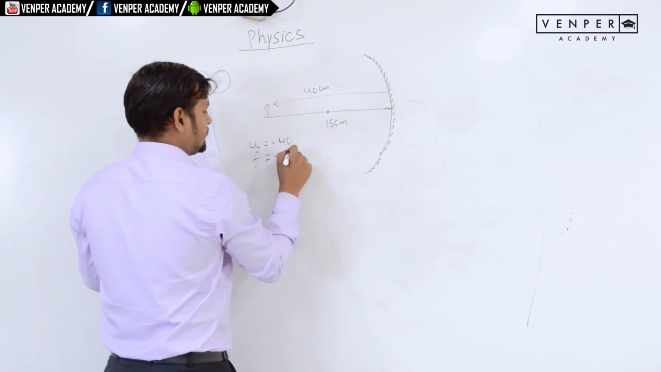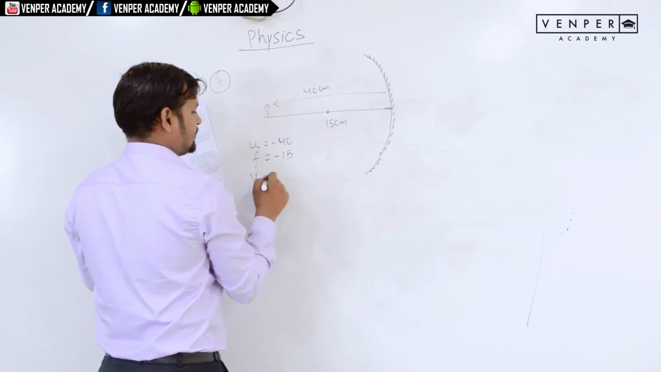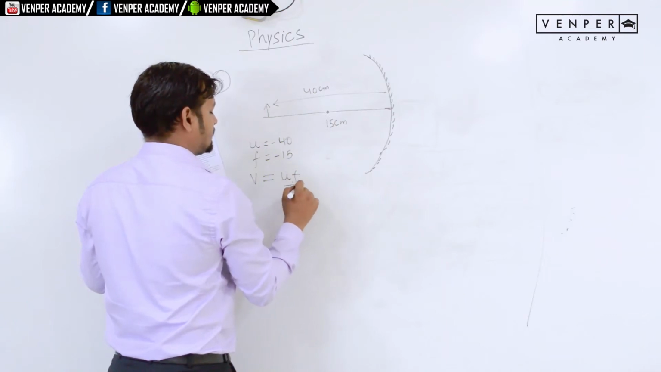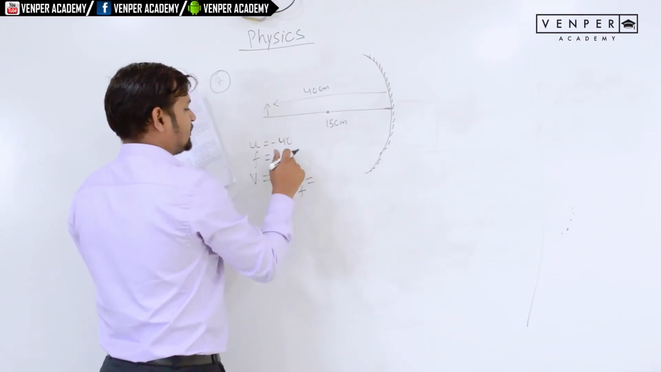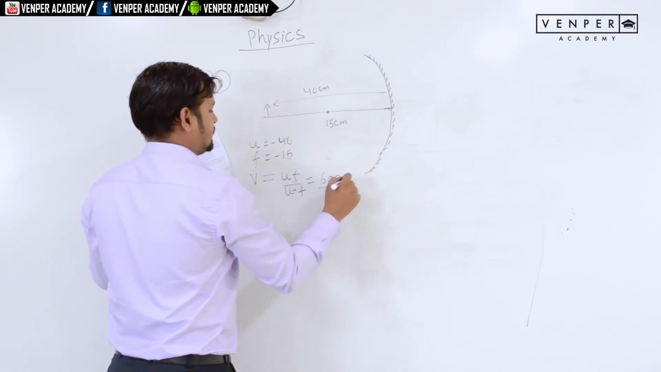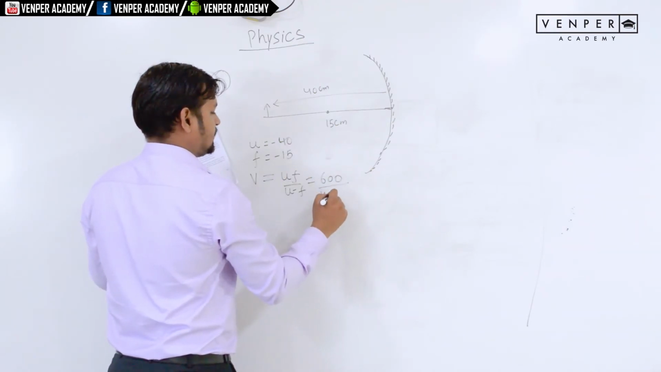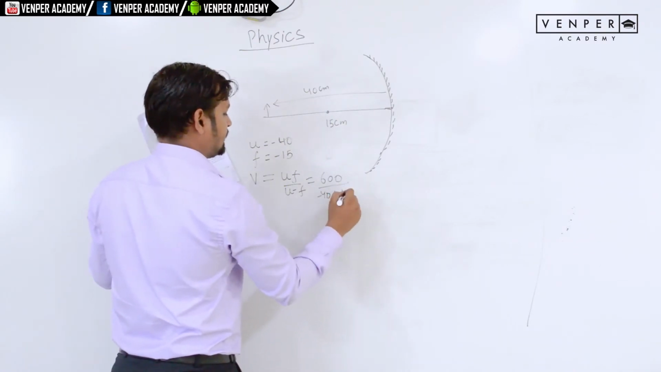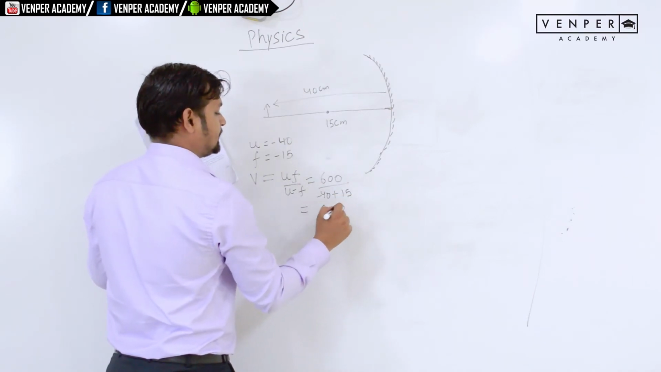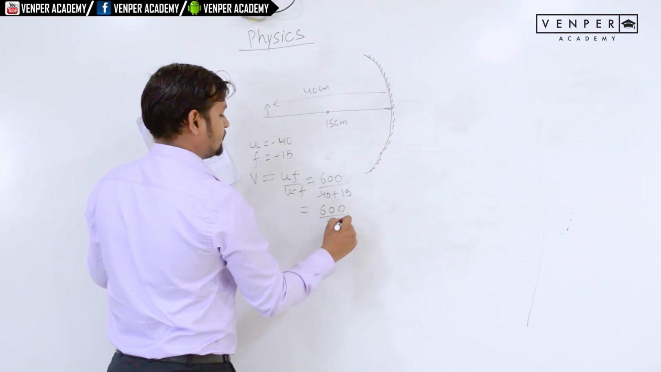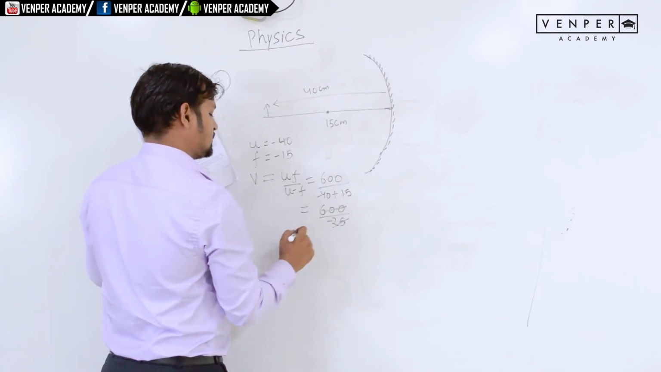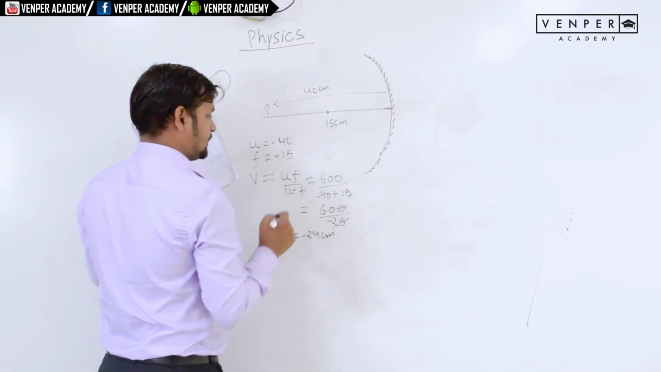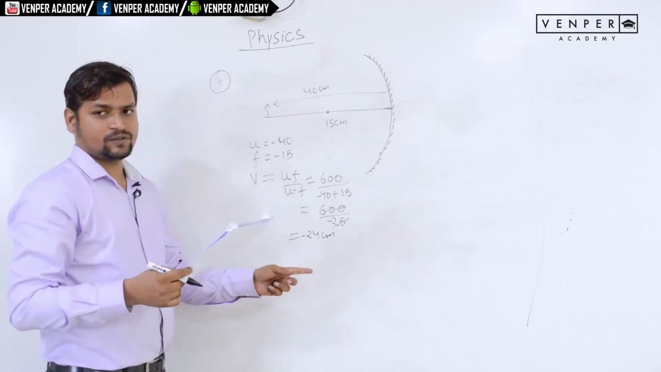F is minus 15. So V, using that mirror formula, V is equal to UF upon U minus F. So you will get 15 into 40, this 600, upon U minus F, means minus 40 plus 15. Sorry, not 50, it is 15. So 600 by this value, minus 25, so V is minus 24. Clear? So this is your initial position.